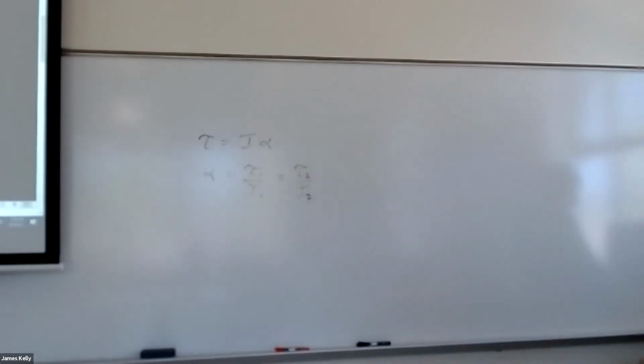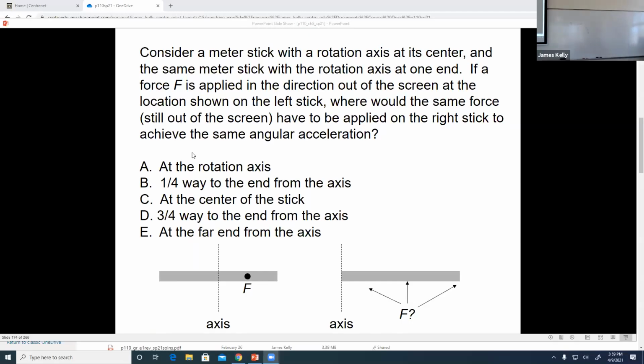I don't know. This one may be just a hair too tricky to do in your head. You have to write down something at least to make sense of it. But in this case, 4 times the moment arm means the far end of the axis, because notice in this case, the moment arm was 1/4 of a meter as was stated. And that means the moment arm has to be 1 meter here. So you have to apply the force all the way at the end.